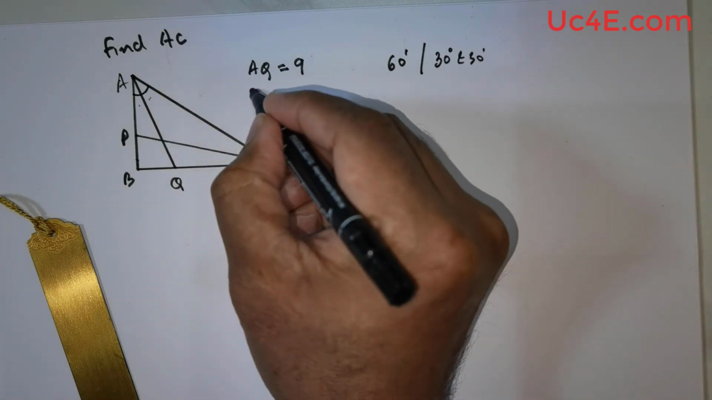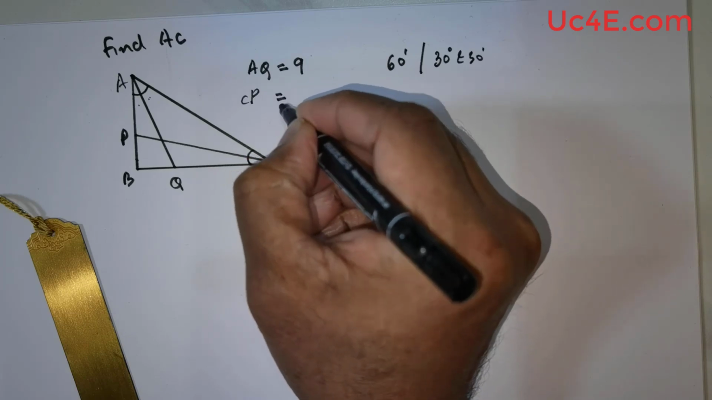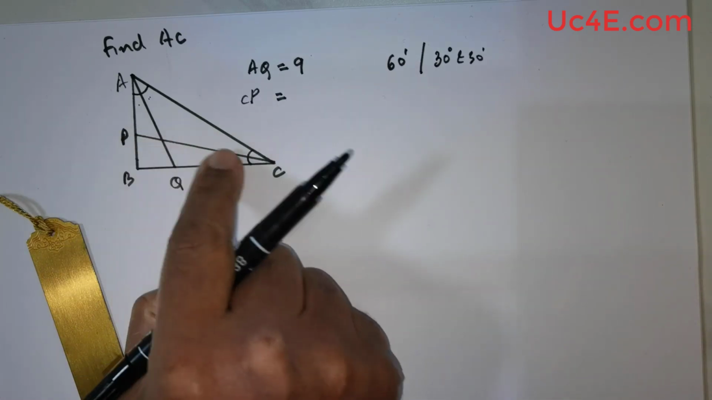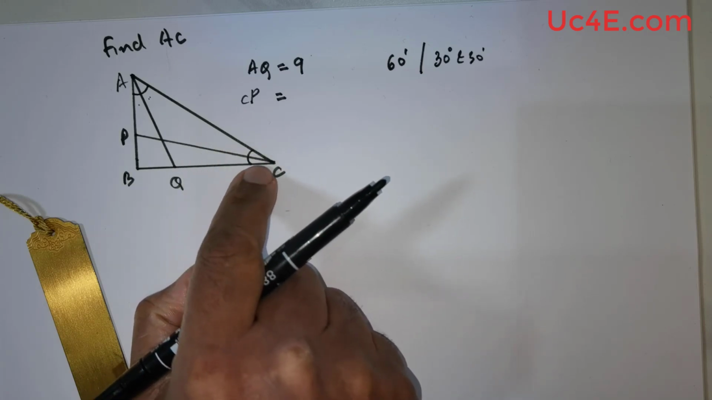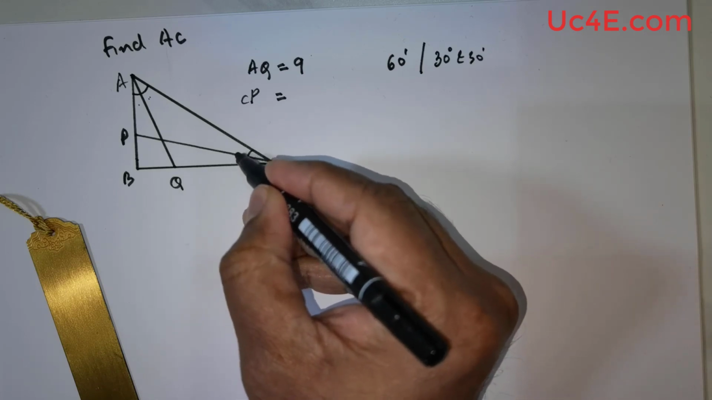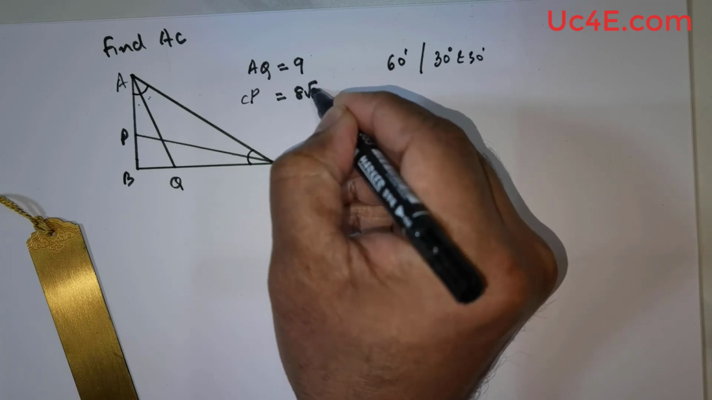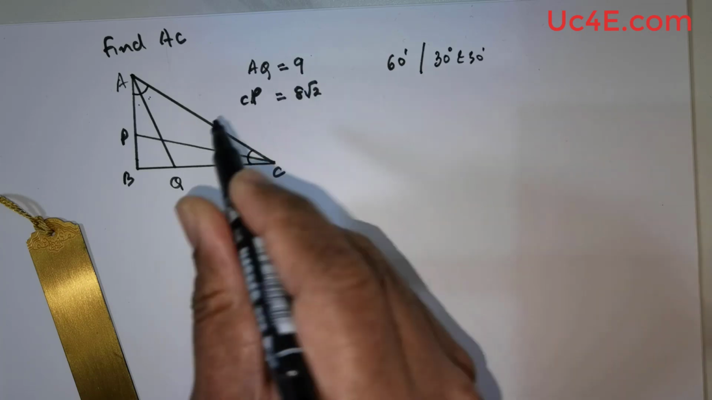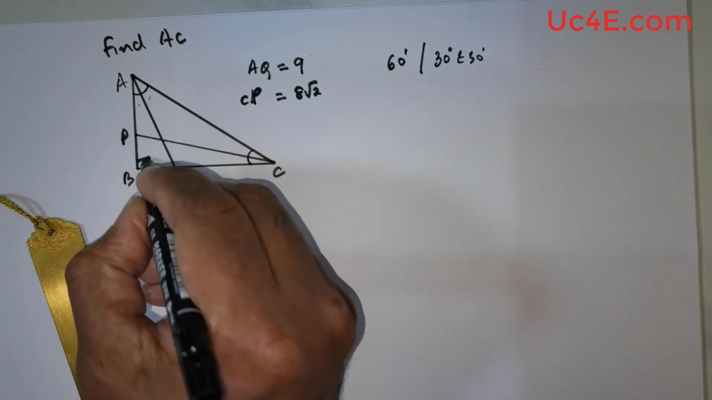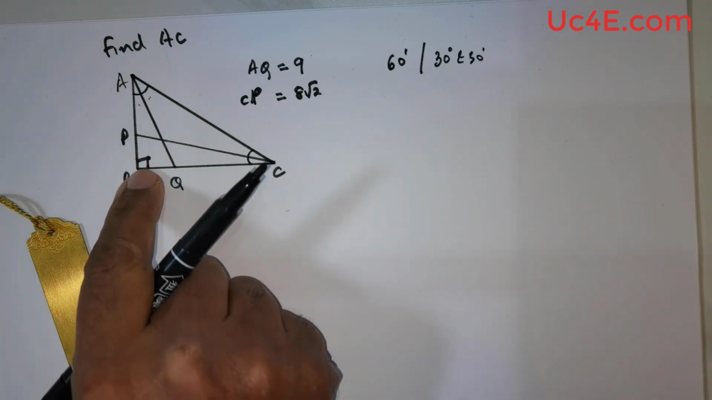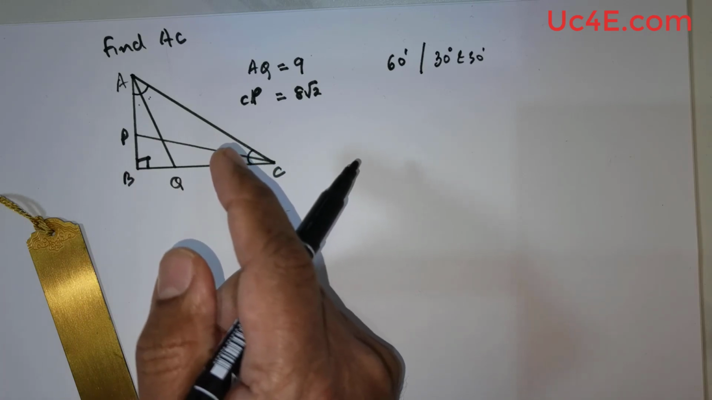It is also given that CP is also an angle bisector which is bisecting C. So in other words, this angle and this angle will be equal. So CP is given to be 8 times the root of 2, and we are asked to find AC. Now this is a right triangle, and that makes everything simple because we can use trigonometry.